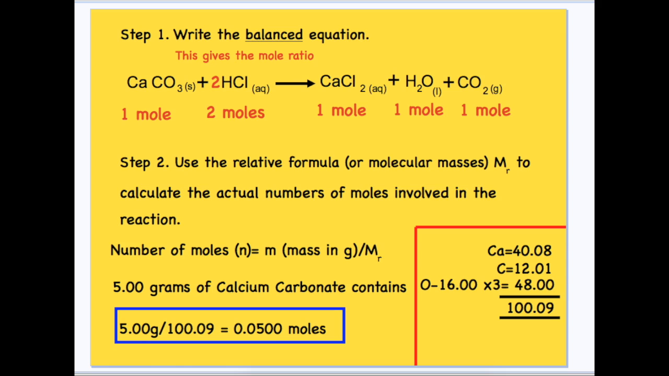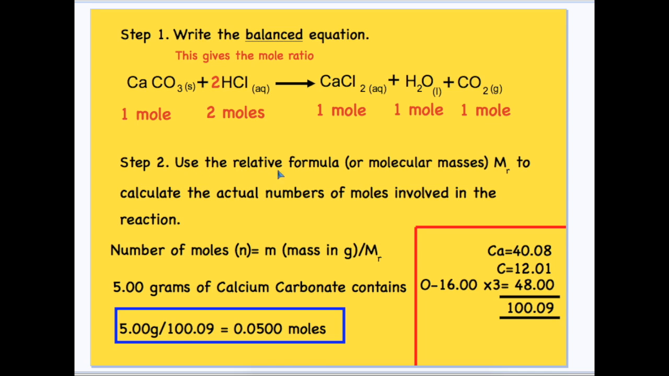First, we must write the balanced equation. And here you can see that the balanced equation shows that 1 mole of calcium carbonate reacts with 2 moles of hydrochloric acid, producing 1 mole of calcium chloride, 1 mole of water, and 1 mole of carbon dioxide.